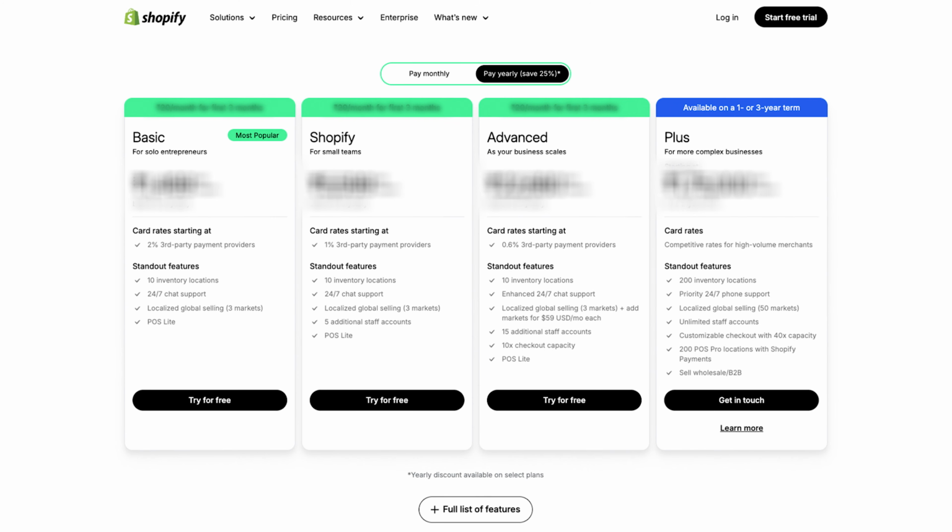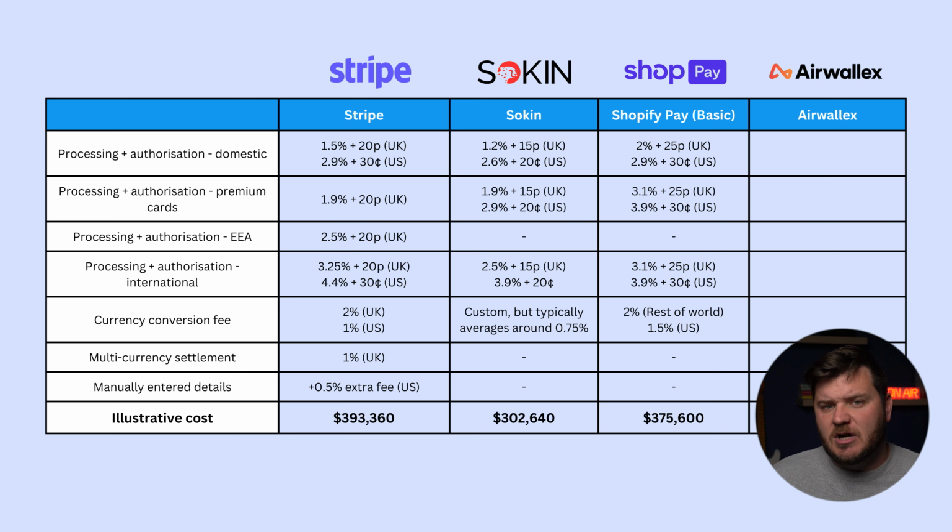Shopify Pay is a payment gateway used by thousands of Shopify stores worldwide. Their payment processing fees vary on different plans. We've used their basic tier details, which comes at a lower monthly recurring cost as part of your Shopify plan. Sokin and Stripe don't charge monthly fees, despite having no subscription costs. Sokin offers lower processing fees than Shopify Pay. Impressively, Shopify Basic not only beats Stripe on fees, but also the specialist Airwallex.